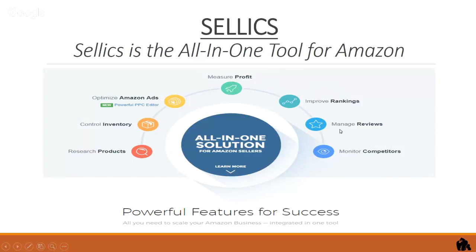Now, manage reviews. This allows you to review where your reviews are coming from. It's got basically an email system built into Sellics, so you can use that to reach out to customers. You've got to be very careful, because you're not allowed to ask for reviews, but you can follow up with customers with respect to how is their experience with your product, and you can do it that way. So that's a little tool inside Sellics that allows you to do that.